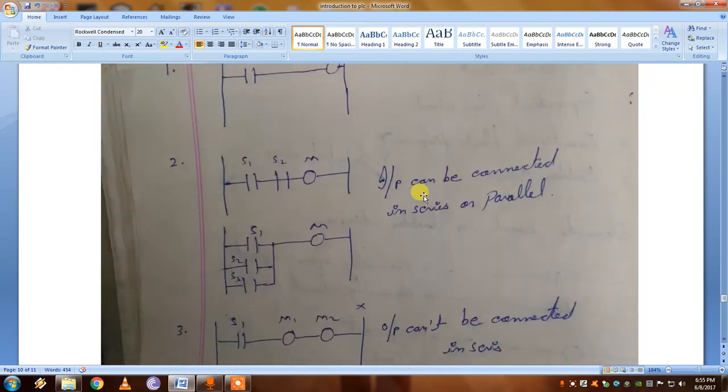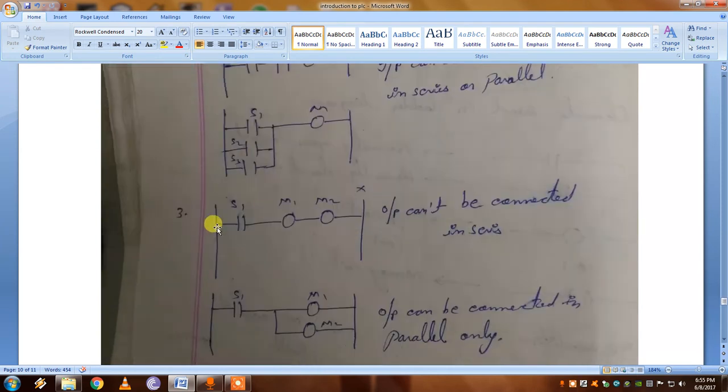The second rule is that inputs can be connected in series or parallel. S1 and S2 are the inputs which can be connected in series or in parallel conditions. The third one is that outputs cannot be connected in series, which means load 1 and load 2, or motor 1 and motor 2, cannot be connected in series. They should be connected in parallel only.